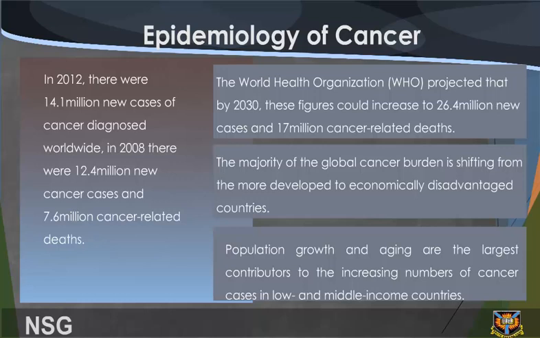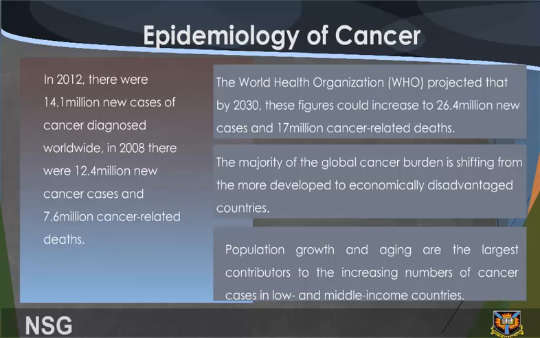Epidemiology of cancer. In 2012, there were 14.1 million new cases of cancer diagnosed worldwide. In 2008, there were 12.4 million new cancer cases and 7.6 million cancer-related deaths. The World Health Organization, WHO, projected that by 2030, these figures could increase to 26.4 million new cases and 17 million cancer-related deaths. The majority of the global cancer burden is shifting from the more developed to economically disadvantaged countries.